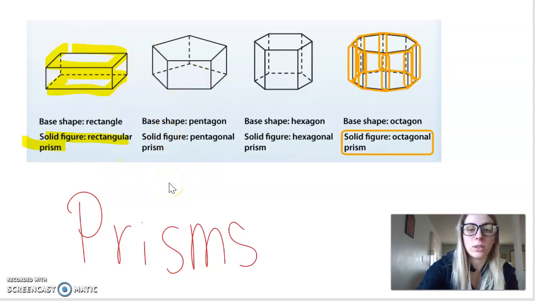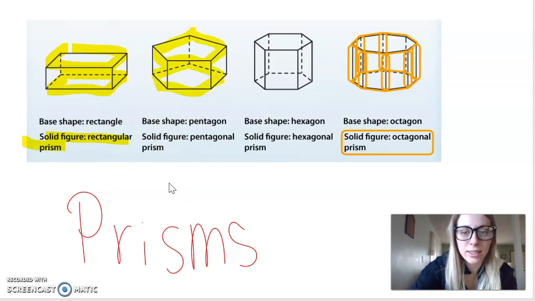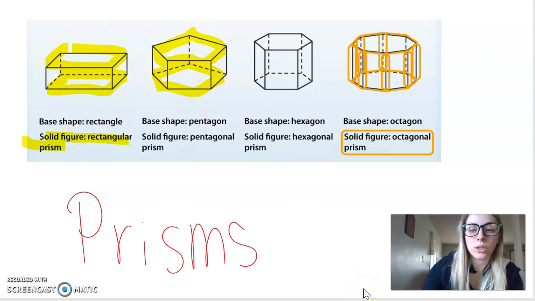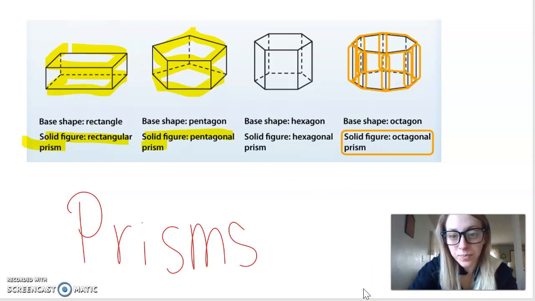This next one is also a prism, because we have a top and we have a bottom base. Okay, those are the top and the bottom bases. And we have 1, 2, 3, 4, 5 sides, which is also known as a pentagon. So this is a pentagonal prism.